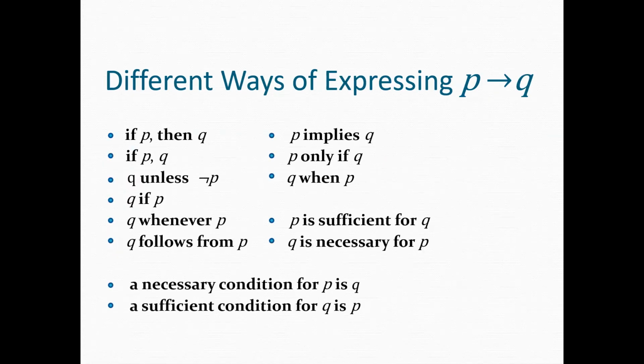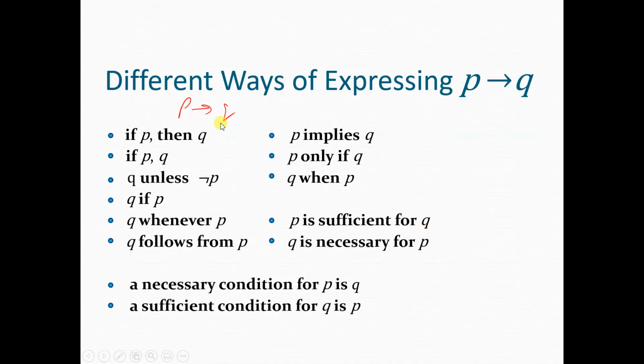So there are several ways to express P implies Q. A few of them are listed. If P, then Q. If P, Q. P implies Q. P only if Q. Q unless negation P. All these are equivalent to P implies Q. So keep this in mind. Q when P. Q if P. Q whenever P. Or P is sufficient for Q.